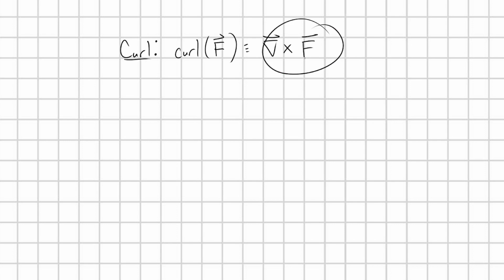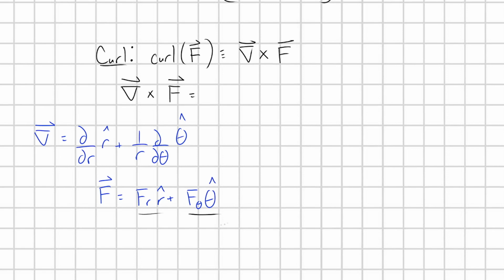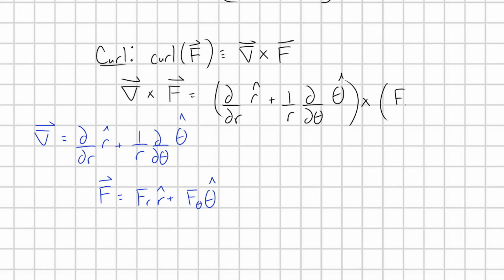This is the last definition for this little set of videos, and it's another very useful one. So let's go ahead and come up with this in polar coordinates. Recalling the expression for nabla we came up with, along with the expression for our vector field F, broken into a radial component and a theta hat component, we can just plug right in: d/dr r hat plus 1 over r d/d theta theta hat, and we're crossing this with f_r r hat plus f_theta theta hat.